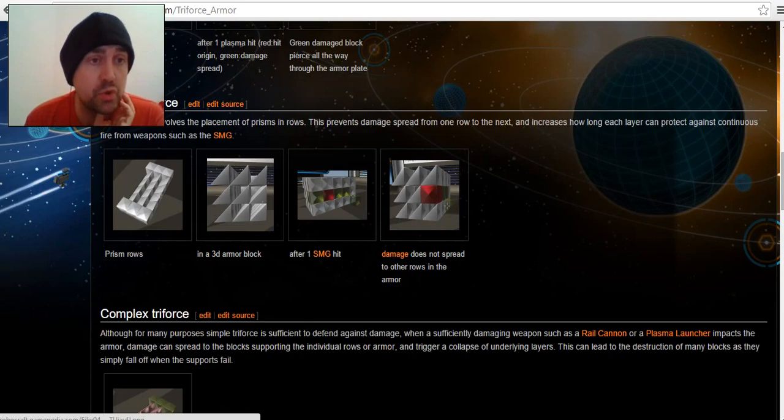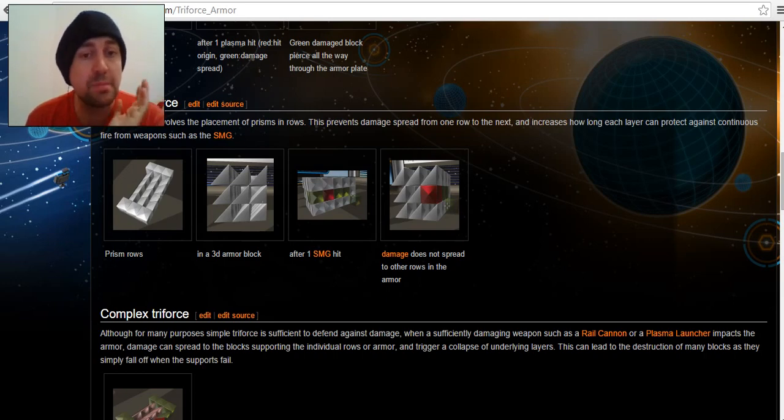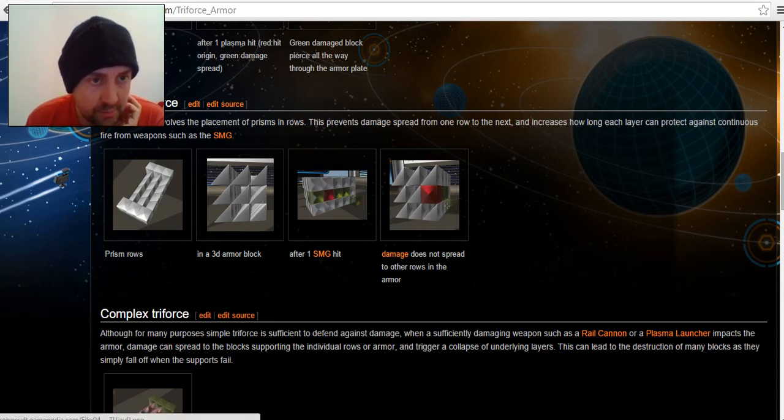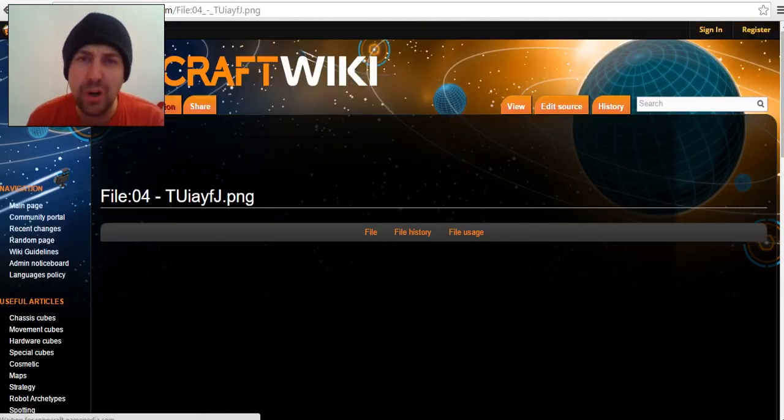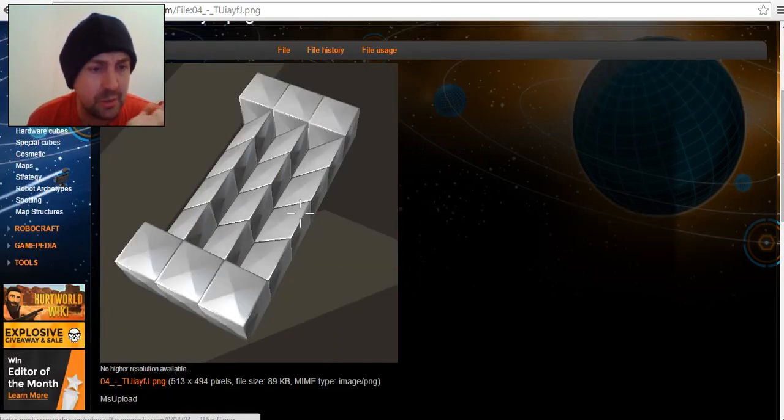Fine. Simple Triforce. Simple Triforce involves the placement of prisms in rows. This prevents damage spread from one row to the next and increases how long each layer can protect against continuous fire, such as SMG. Okay, so it protects against continuous fire. Okay, fine. Prisms in rows. Fair enough. Let's pull the image up. Let's do it right. Let's learn it right. I know it makes the video longer, but let's do it right.